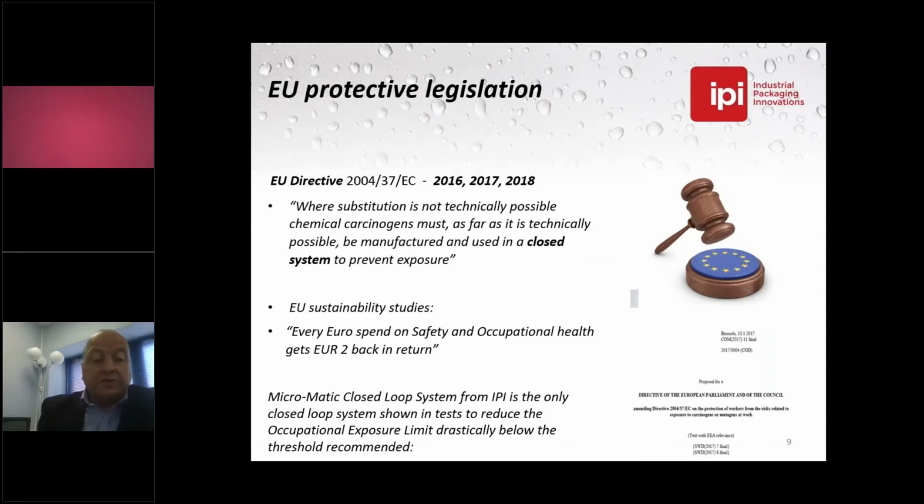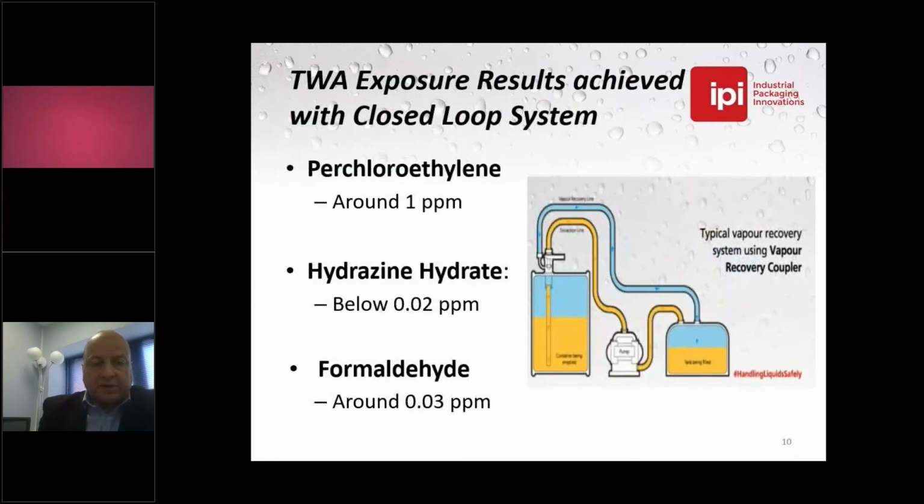So the Micro-Matic closed loop system from IPI is the only closed system shown in tests to reduce the occupational exposure limits drastically below the threshold recommended. And on the last slide here, we have some of those limits. Perchloroethylene, which is very hard to say at this time of the afternoon. You can see below 1 part per million, and that's the SafeChem video that we saw, which shows how those are protected. Hydrazine hydrate, which Mark is going to talk about, below 0.02, and formaldehyde 0.03.